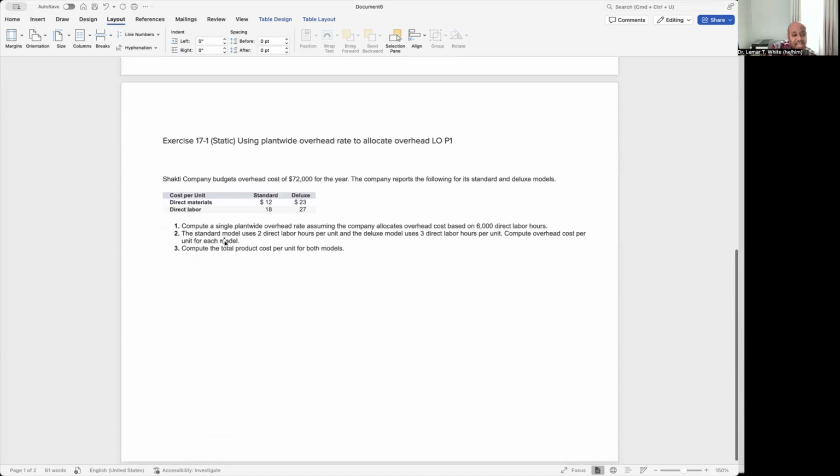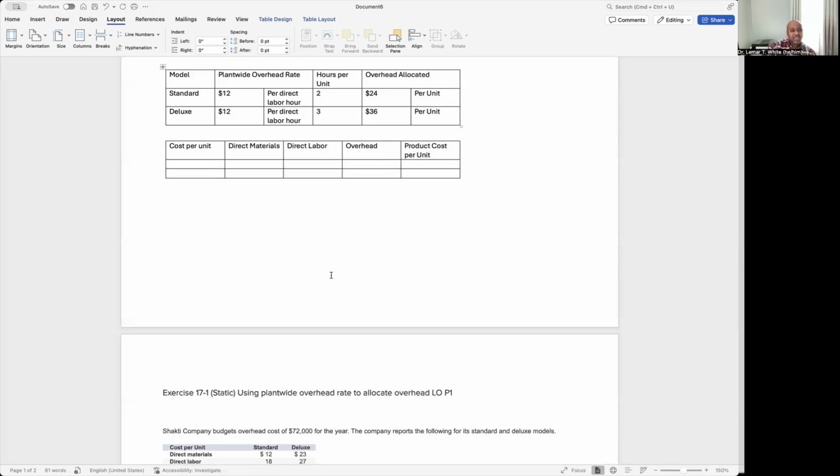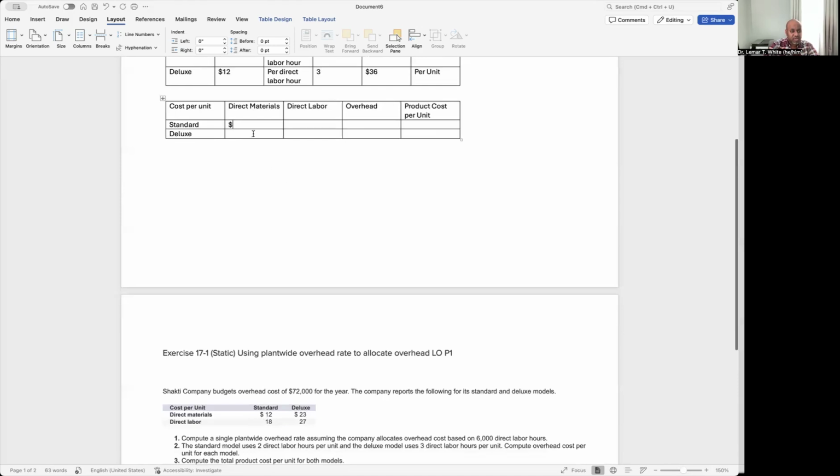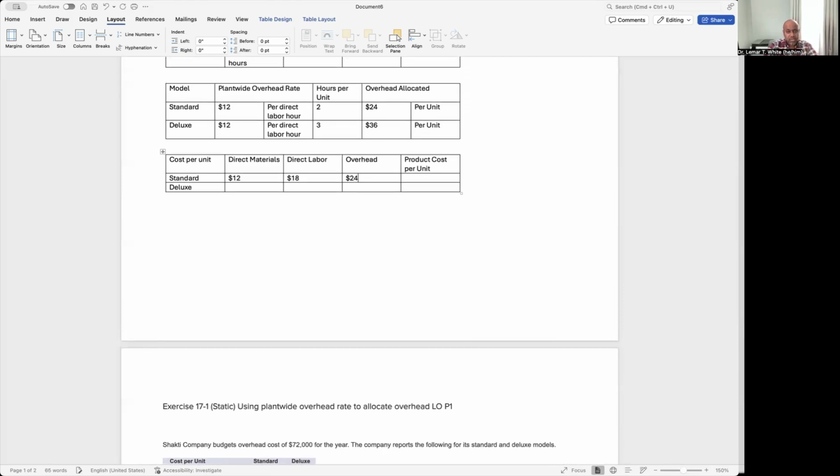Okay. Last, compute the total product cost per unit for both models. So my total product cost is going to be my materials, my labor, and my overhead. For my standard, my direct materials cost, if you see here, it tells me it's 12. My direct labor for my standard is 18. And I just calculated my overhead at 24. So when I add those numbers together, I should get a total of $54 of product cost.